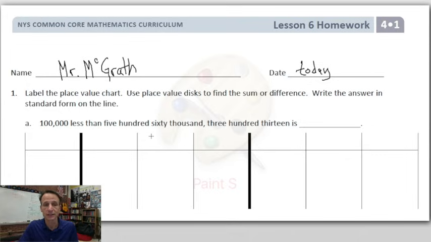Alright, let's read the instructions for number 1. Label the place value chart. Use place value disks to find the sum or difference. Write the answer in standard form on the line. Well, let's do first things first. We have a place value chart to label. So here we have the ones place, and then the, you got it, tens place, and hundreds.